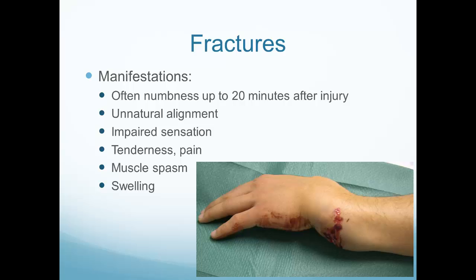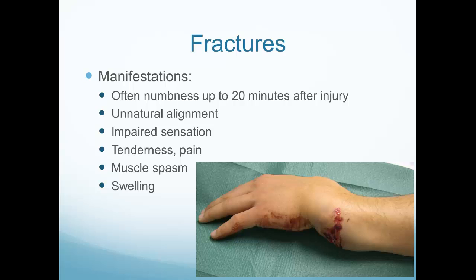So symptom-wise, obviously this is a fracture of the patient's at least forearm, if not wrist. This is also a displaced fracture. You see the unnatural alignment of the forearm there. So one of our first things when we see something like that is, we want to get that thing back where it belongs, right? Because it's in an unnatural alignment.